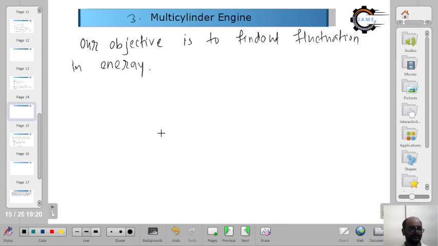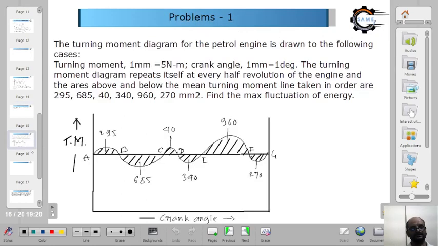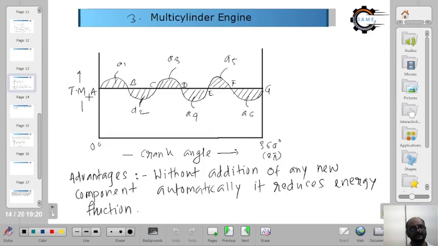See, how to find the energy? First, this is my point A, right? This is the T min line. T min means the torque we are continuously getting. At point A some energy exists, because at 0 degree the energy exists: one cylinder comes for suction, another goes for compression. Suppose there is a four-cylinder engine, a multi-cylinder engine, then they work like this. There is continuous power we are getting, and the mean torque is here.